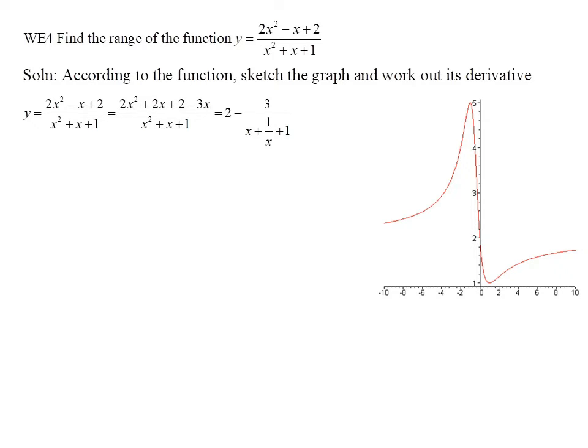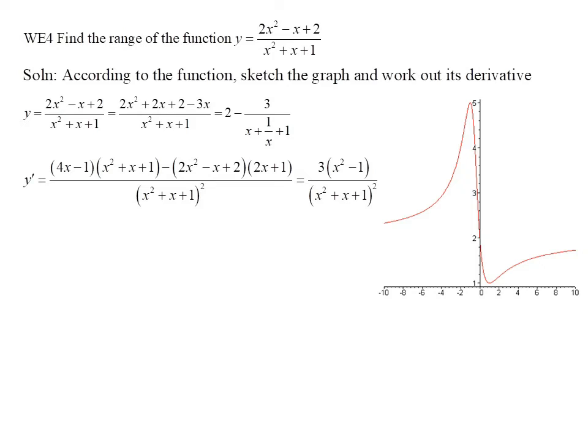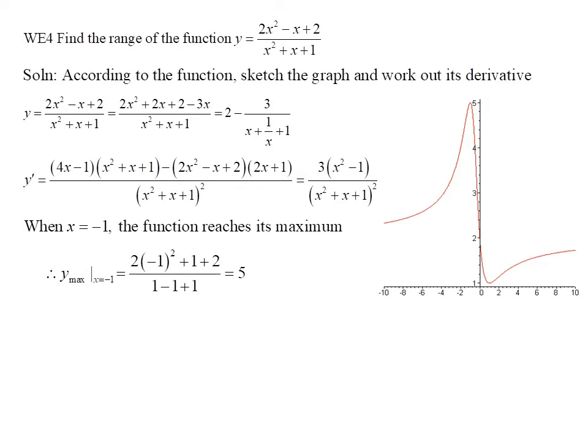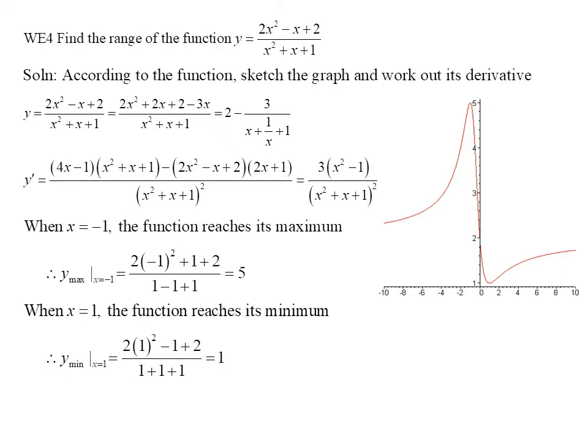In the meantime, we also work out its derivative function and then set it to 0 to find the stationary points. Accordingly, when x equals -1, the function reaches its maximum. When x equals 1, the function reaches its minimum. Therefore, the range of this function is between 1 and 5, including endpoints.